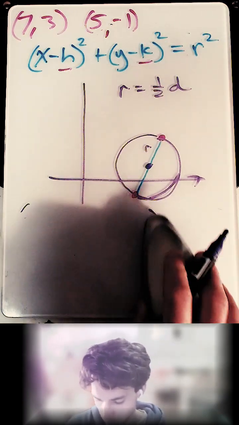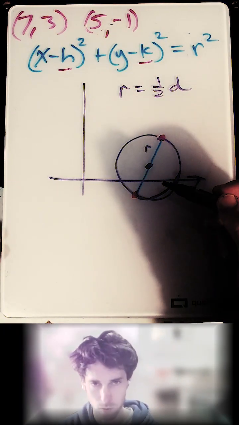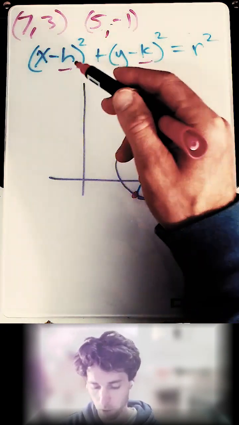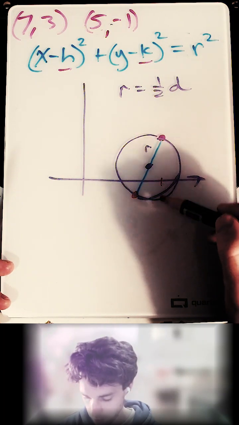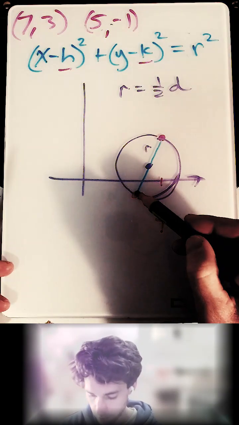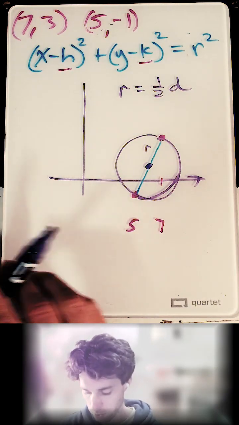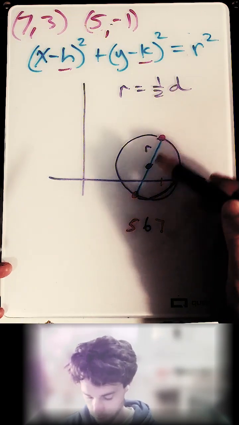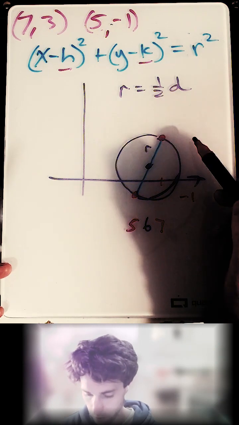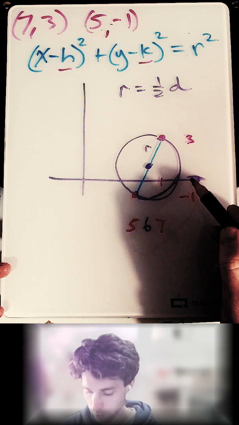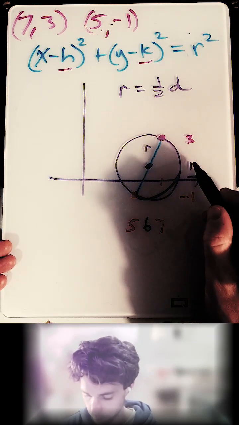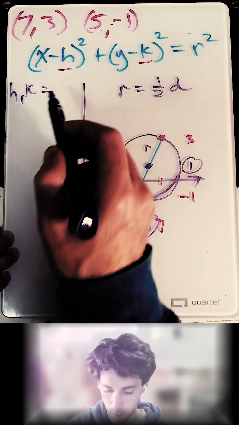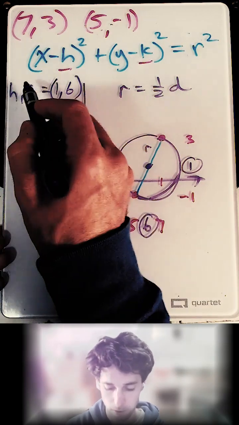Now let me just show how that works visually so it doesn't seem so magical. So if our points are 5, -1, and 7, 3, so on the x-axis, your 7 is here, and 5, this is your 5 here. The middle is clearly 6, right? And then for these 2 points, for the y-axis, we have a -1 and we have a 3. So our center is clearly going to be 1. So h comma k is going to equal 6, 1. That's the center of our circle.